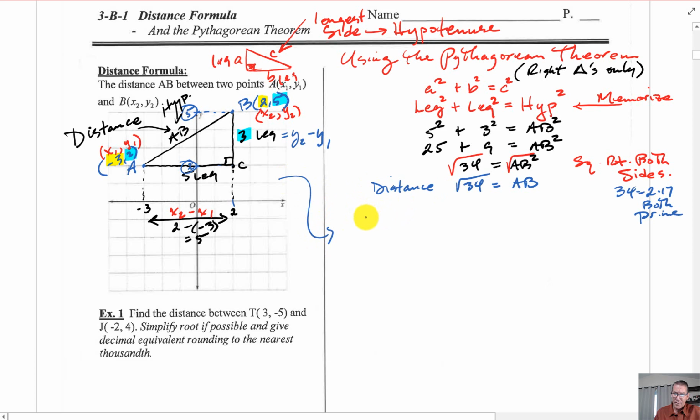applying the Pythagorean theorem, let me start in red here. You take this quantity right here, x2 minus x1, and you square it, just like you did before with the distance. And then you take that vertical distance, which in general is y2 minus y1, and you square it, and that's going to be equal to the hypotenuse squared, which is still AB. This is in general.